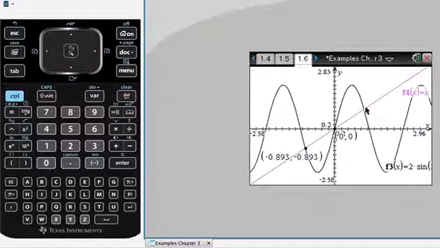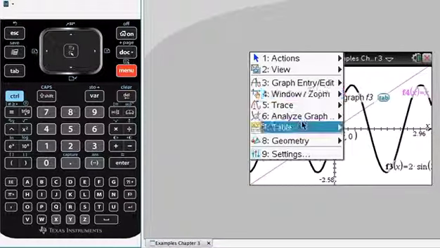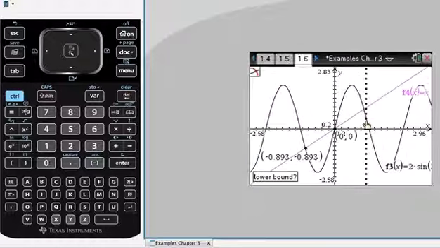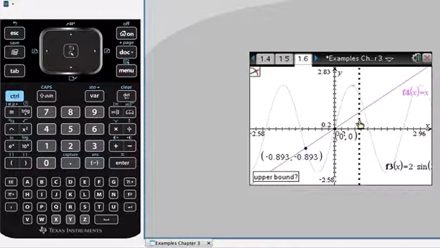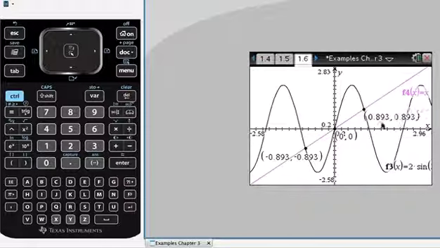Now because of the symmetry of this graph, we know that this point here is going to be the same as this one but with positive values. But we can check it anyway. Analyze, intersection, lower bound. Remember that's below the intersection point and upper bound is above the intersection point. And yeah, you can see, as we thought, it's going to be the same but positive because of symmetry.